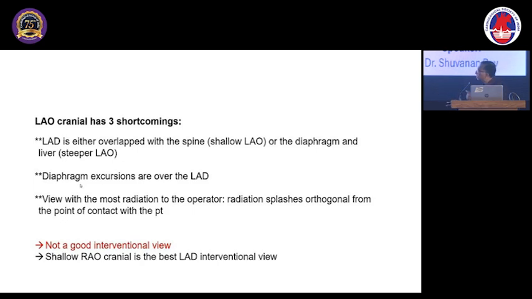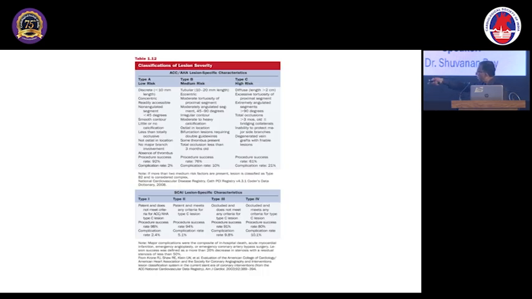Towards the left side, the LCX will move towards the left, and towards the right side, the LAD will move towards the right, in the opposite direction. If you go LAO, the LAD will come this way, and you can see the LAD more perfectly. So the best view of the LCX is the RAO caudal, which is also good for the distal LMCA and the proximal LAD.